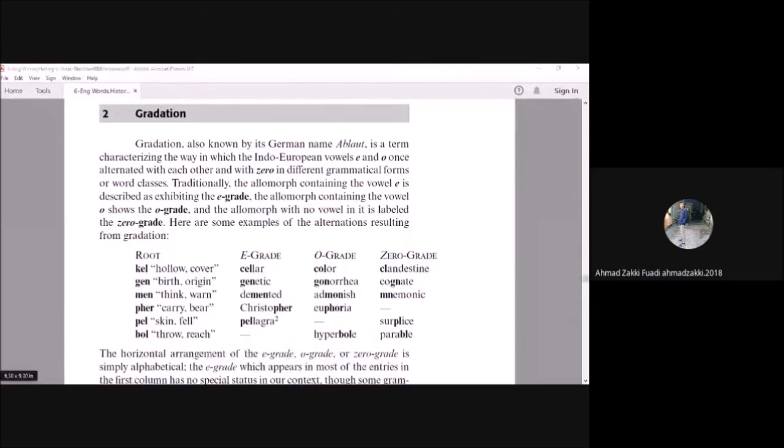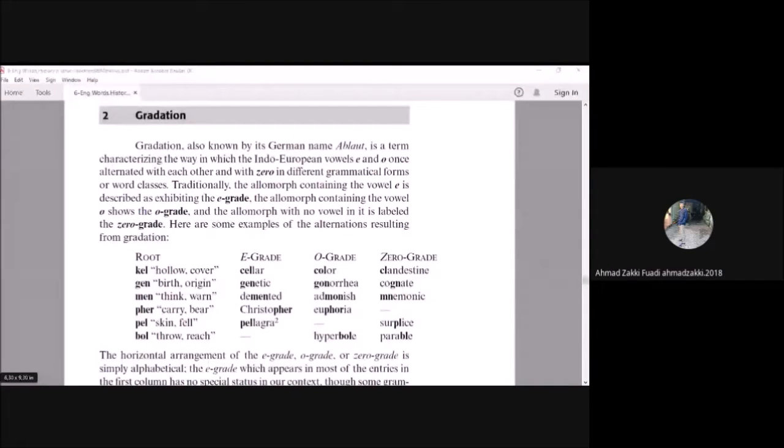So the next topic is gradation. Maybe one of you can explain this topic. Okay, let me read about this topic. Oh yeah, Selena. I'm sorry, my connection was a little bit lost. Okay, do you want to read this topic now? I will. Yes, okay.